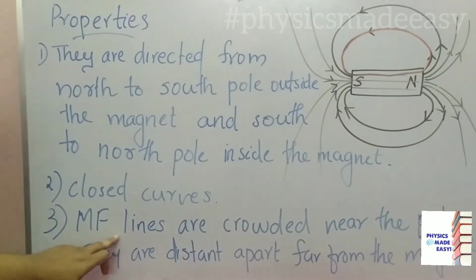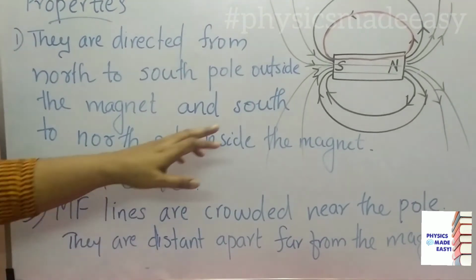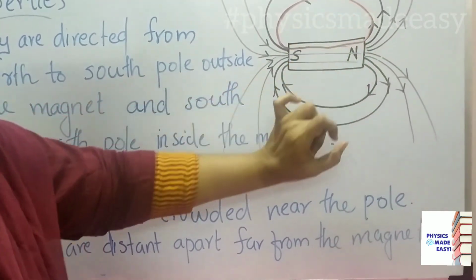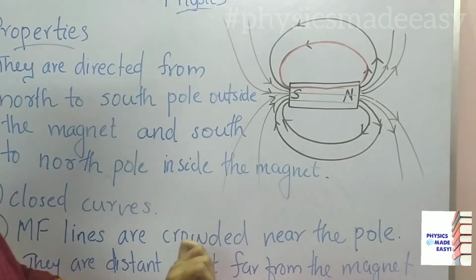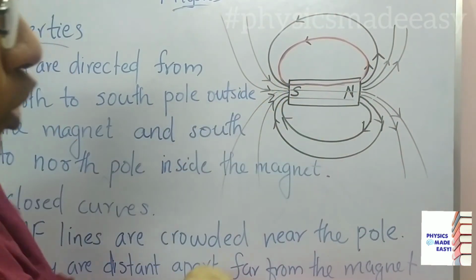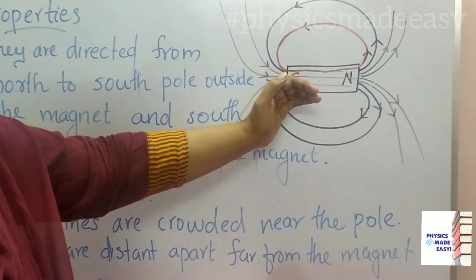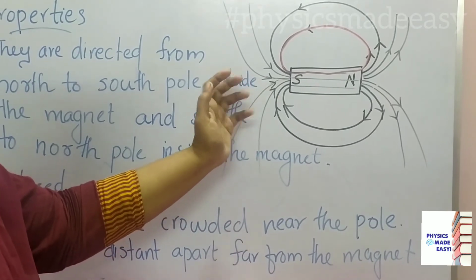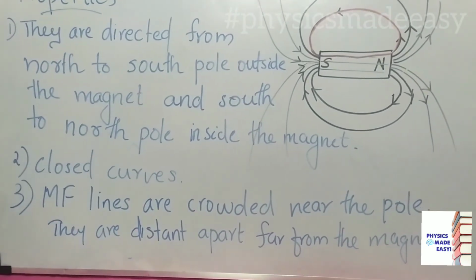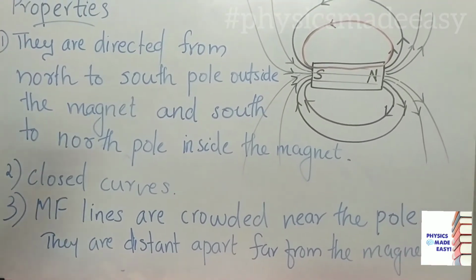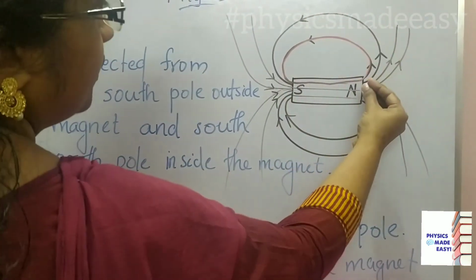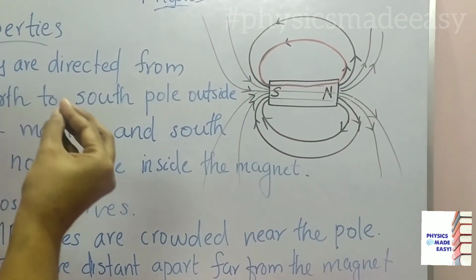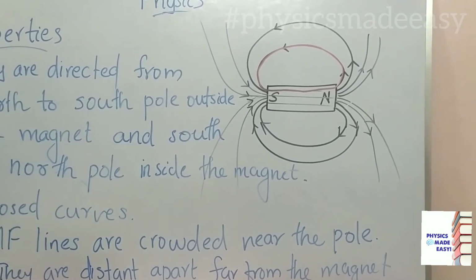Then you can see magnetic field lines are crowded near the poles. Here you can see the north pole and south pole. Magnetic field lines are crowded here. So if these lines are crowded, we can say the magnetic field is stronger there. Moving away from the poles, the magnetic field lines are farther apart, and there the magnetic field is weaker. So crowded magnetic field lines mean a strong magnetic field, and lines that are far apart mean a weak field.